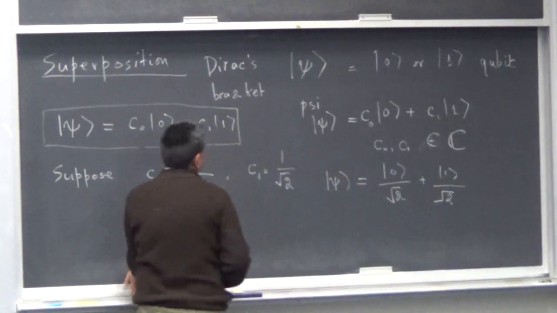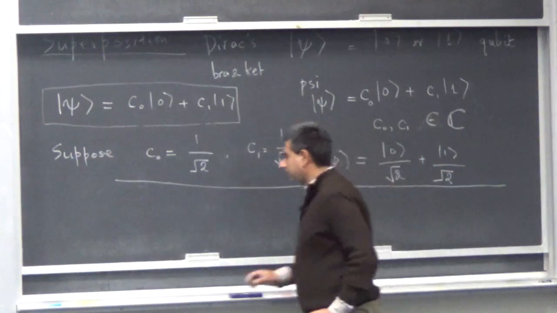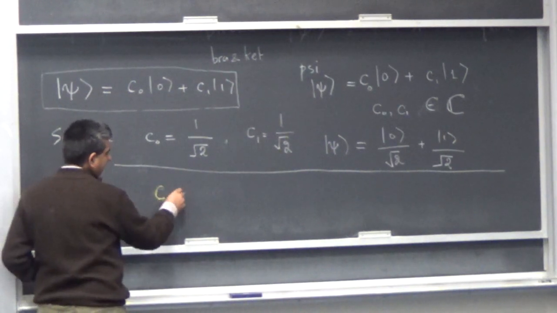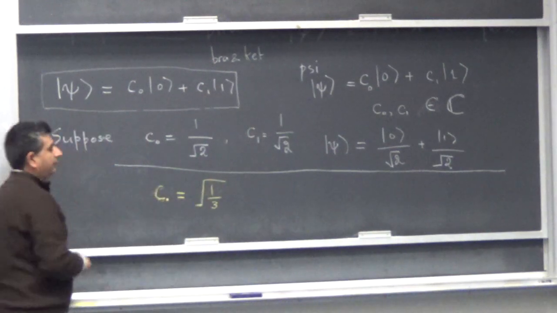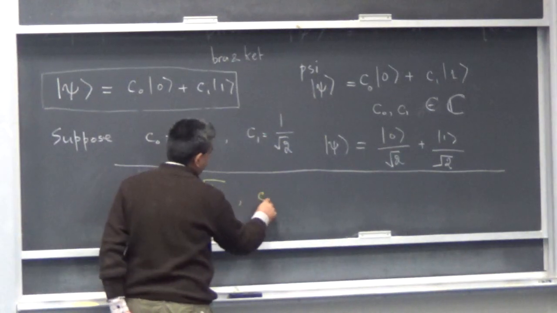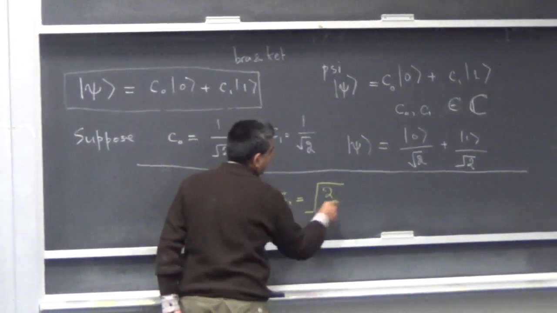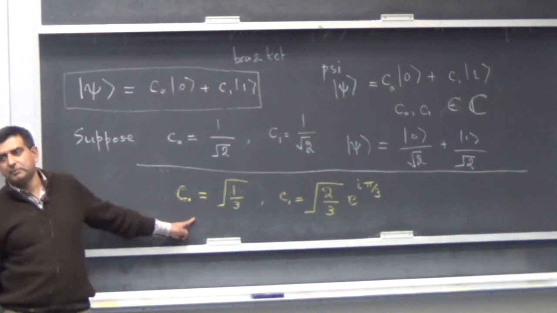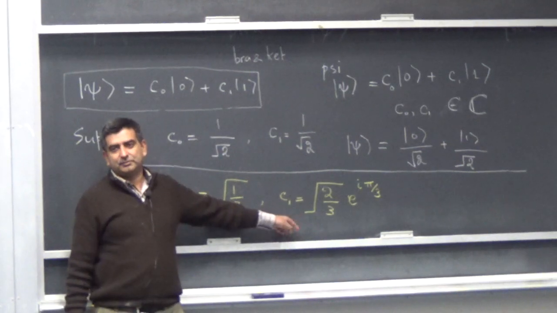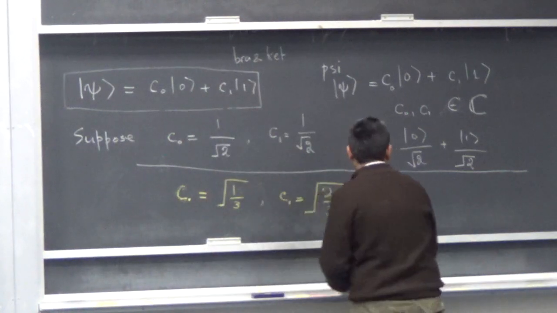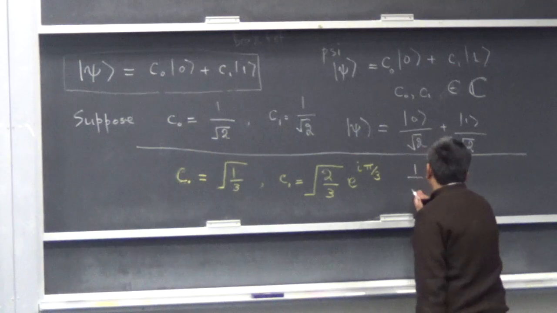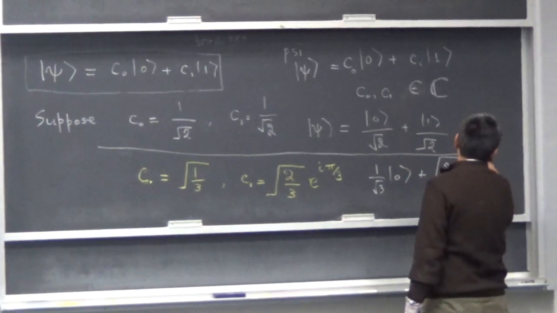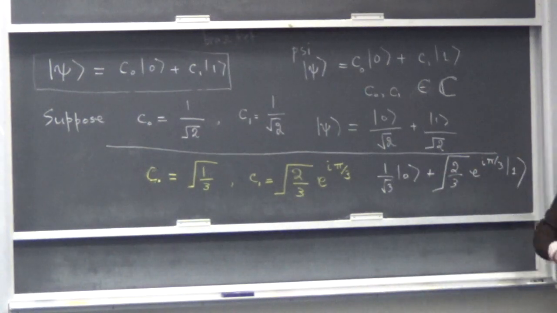Another example is my C0 is 1 over root 3 and my C1 is 2 over root 3 e^(i pi/3). This is a complex number, and so is this a complex number. So my quantum state with these coefficients becomes 1 over root 3 ket 0 plus 2 over root 3 e^(i pi/3) ket 1, right? So this is my quantum state now. This is an example of superposition.